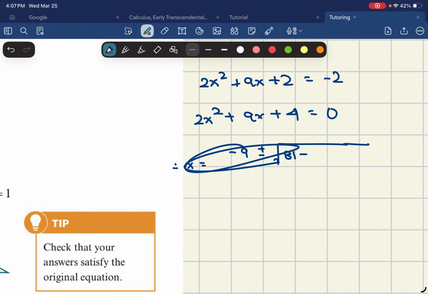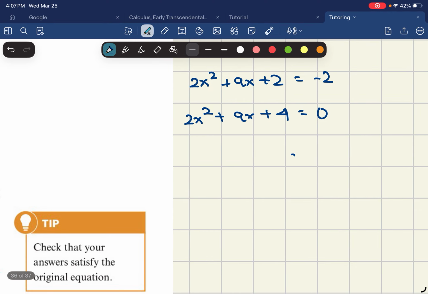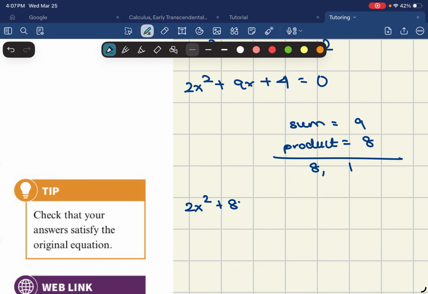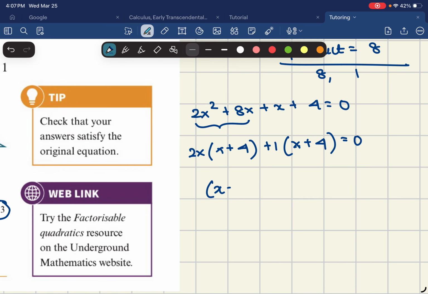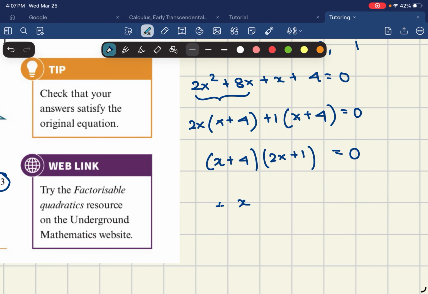So, or let's factorize actually. Let's not use the formula. So sum is 9, product is 4 twos are 8. So what two numbers do you think? I think it's just 8 and 1. So 2x squared plus 8x plus x plus 4 is equal to 0. And if I factor out 2x from the first term, I get x plus 4. And from the second term, I also want x plus 4, so I have to factor out a positive 1. So therefore, I get x plus 4 times 2x plus 1 equals 0. And this gives me 2 solutions, which is x is negative 4 and x is negative 1 over 2.